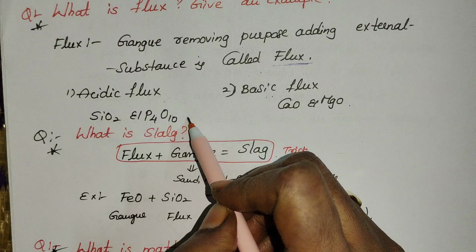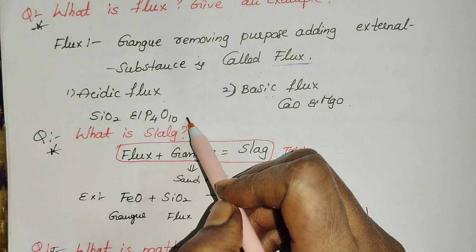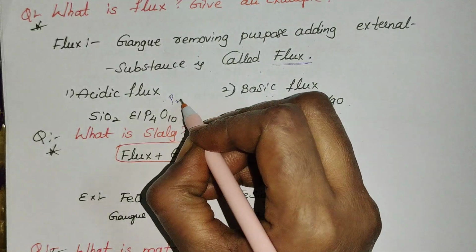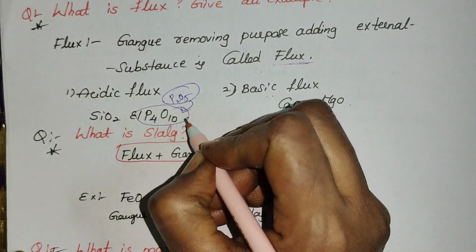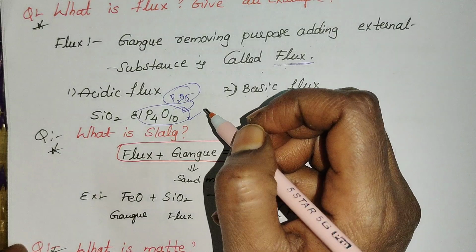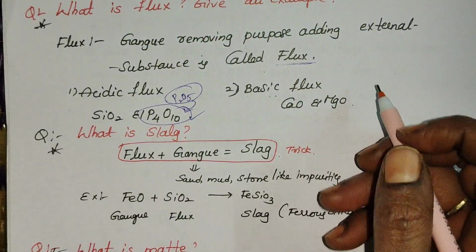Why phosphorus pentoxide means actually P4O10? It is a dimer of phosphorus pentoxide. Actually P2O5, 2 moles, always present as a dimer P4O10. These are the acidic flux examples. Basic flux examples are calcium oxide and magnesium oxide.